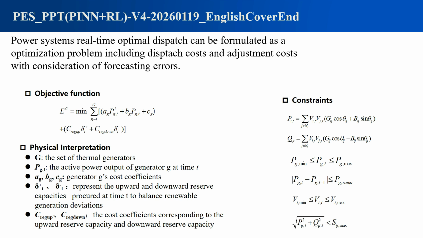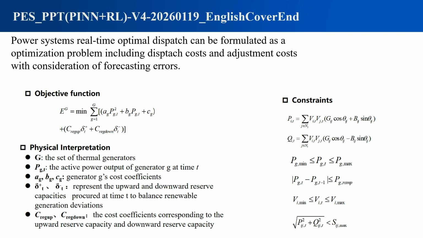The second term represents reserve adjustment cost. Upward reserve and downward reserve are denoted by delta_t plus and delta_t minus. They are purchased because renewable generation and demand forecasts are never perfect. If wind output is lower than predicted, upward reserve covers the shortage. If renewable output is higher than predicted, downward adjustment absorbs the surplus.